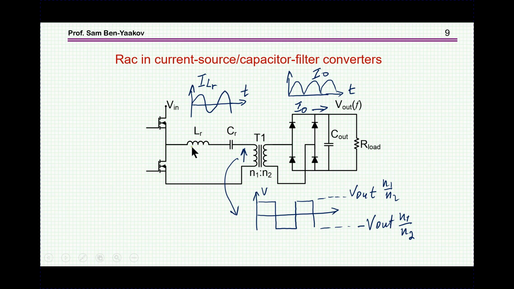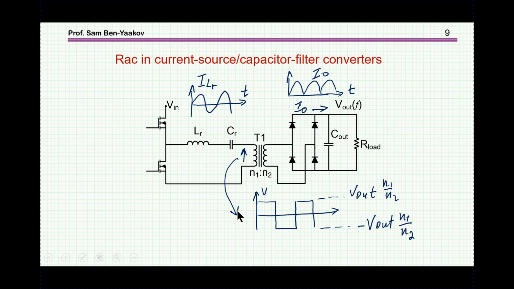Now, we already said that the current is going to be sort of sinusoidal. This current is going to be pushed through this transformer to the output, rectified, so the output here is the rectified current after the transformation from here. And of course, the average value of this is going through the load and the ripple through the capacitor.